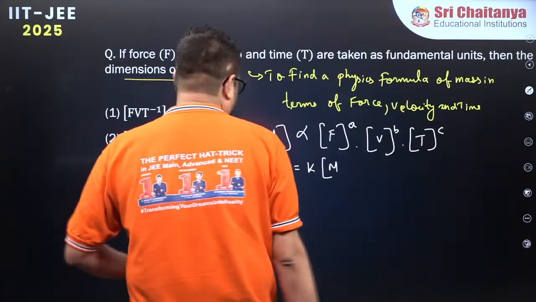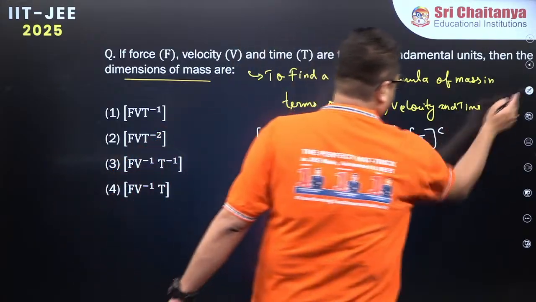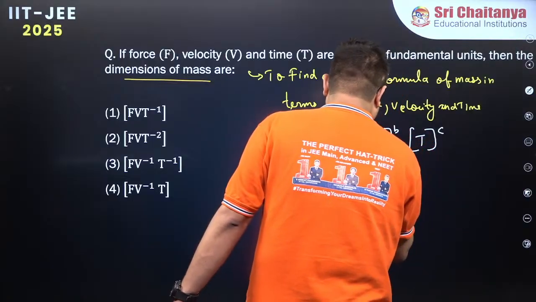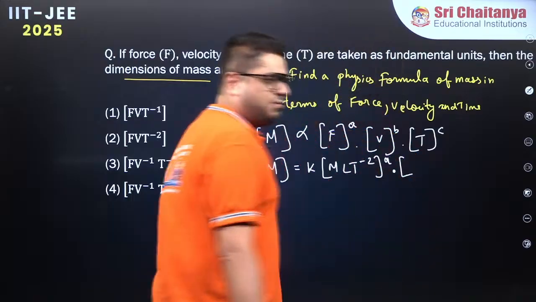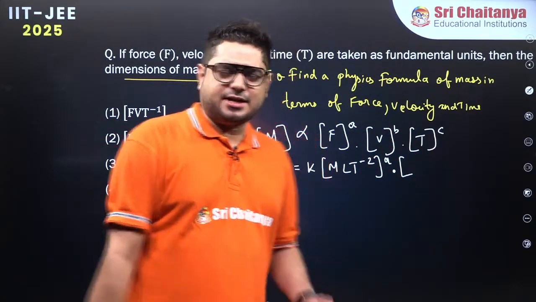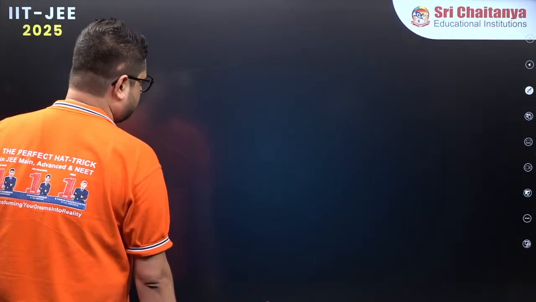So let's try to write it down as MLT^-2, isn't it? What are we going to get, everyone? MLT^-2 to the power A multiplied by velocity. What is the dimensional formula of velocity? That is LT^-1. This is also something we derived a few moments back, isn't it?